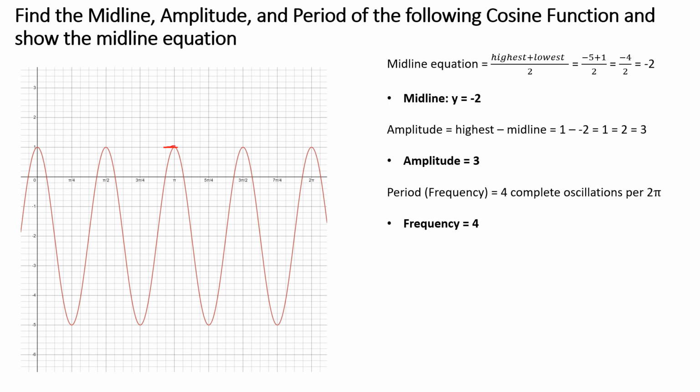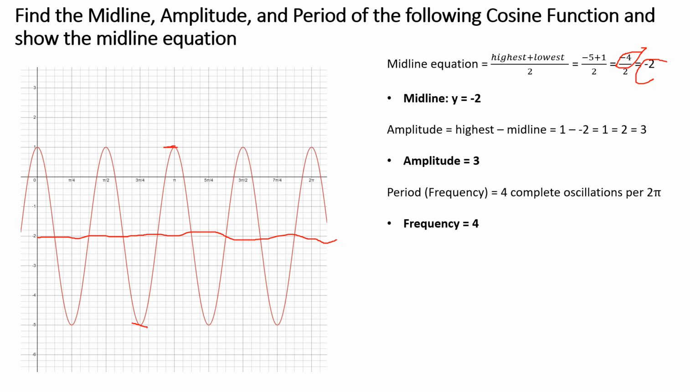My lowest point is -5, so I'm going to add -5 plus 1, and that's -4. Divide by 2, -4 by 2 is -2. Let's see if that looks like it. Yep, there it is right about there. I can pretty much say it's even on both sides.